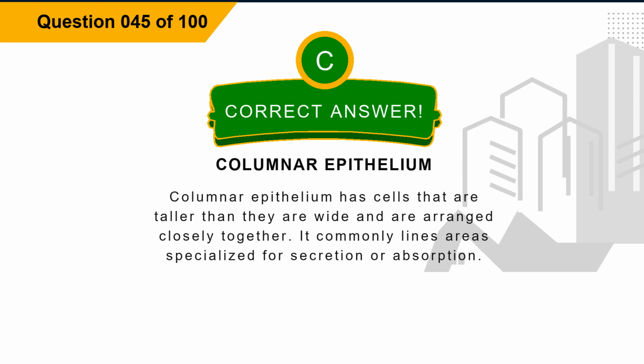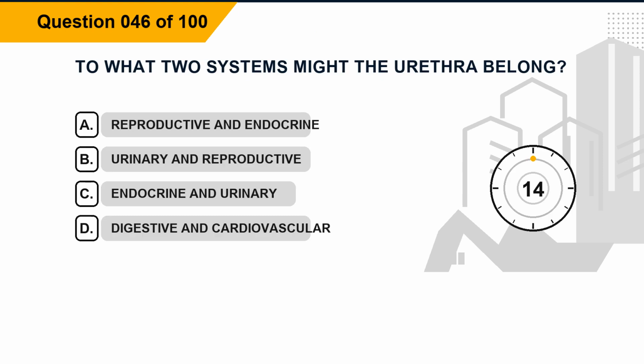Columnar epithelium. Explanation. Columnar epithelium has cells that are taller than they are wide and are arranged closely together. It commonly lines areas specialized for secretion or absorption. Question 46. To what two systems might the urethra belong? Option A. Reproductive and endocrine. Option B. Urinary and reproductive. Option C. Endocrine and urinary. Option D. Digestive and cardiovascular. The correct answer is option B.